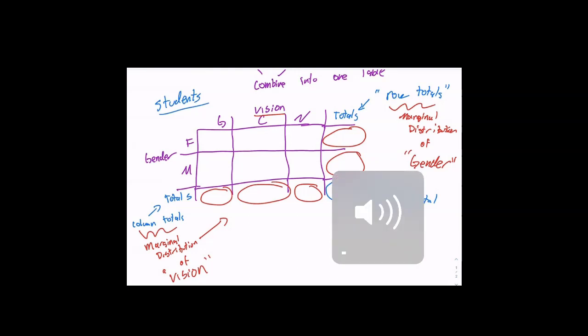22. Perfect. Is my volume down? Oh, my volume is down, that's why. So this is 22. Okay.